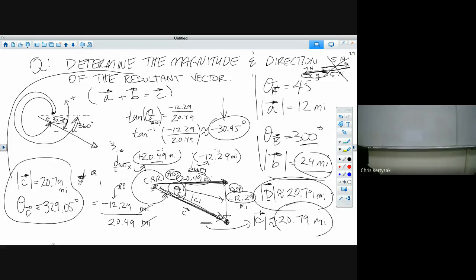So if this was the real world, you would say to that helicopter who's hovering over the car, trying to find that person that's maybe injured at the end of that last vector, fly at a heading of 329.05 degrees, assuming that the 0 is at that car. You would then say fly a distance of 20.79 miles in a straight line in the direction or heading of 329.05 degrees, and then look down. You'll find them.